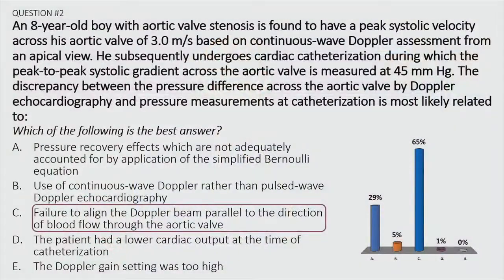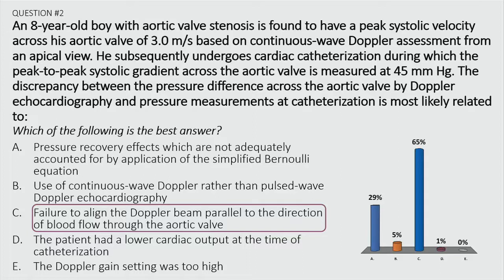So that's something that can lead to a lower measurement. D, the patient had a lower cardiac output at the time of the catheterization. If the patient had a lower cardiac output at the catheterization, you'd expect the echo gradient to be higher rather than lower, but in this case, the opposite is true. In our example, the echo Doppler gradient was lower rather than higher.